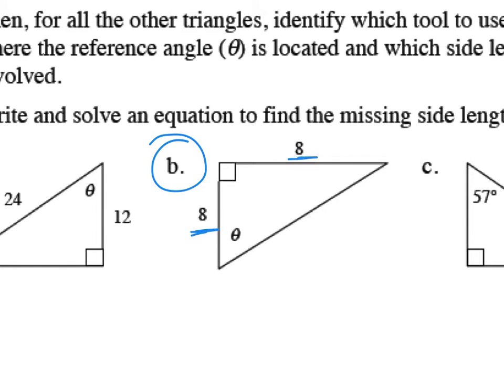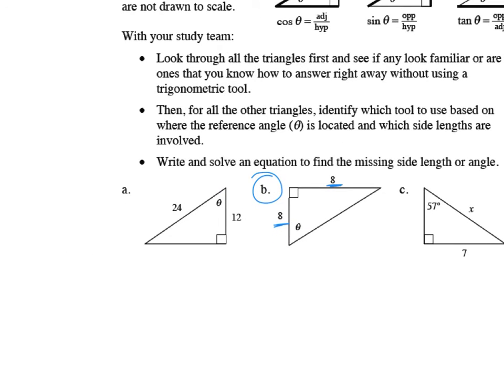Notice both of these side lengths are 8. And if you have two sides of a right triangle that are the same, that means that this angle right here has to be 45 degrees, as does this one right here. That's an isosceles triangle. And so both the side lengths are the same, and those other acute angles are both 45 degrees.